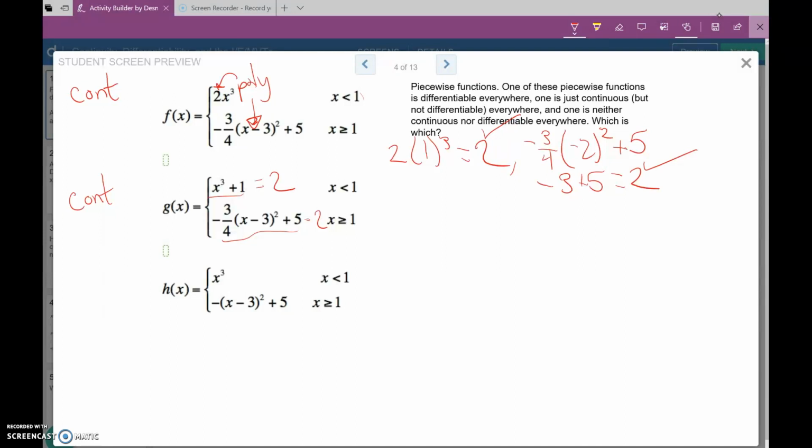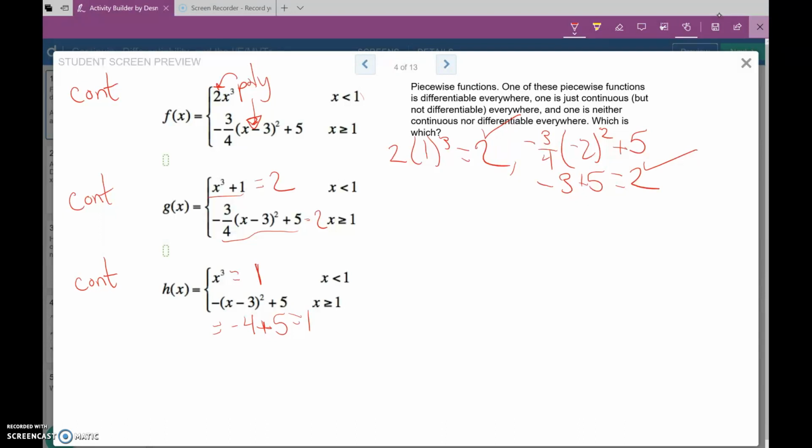Spoiler alert, h of x is not going to be continuous. When I plug in 1 here, I get a y value of 1. When I plug in x equals 1 into this equation, you get negative 4 plus 5. Well, I didn't intend for that to happen. Did I do that right? Negative 2 squared is 4. Yep, you also get 1. So this actually is continuous everywhere.